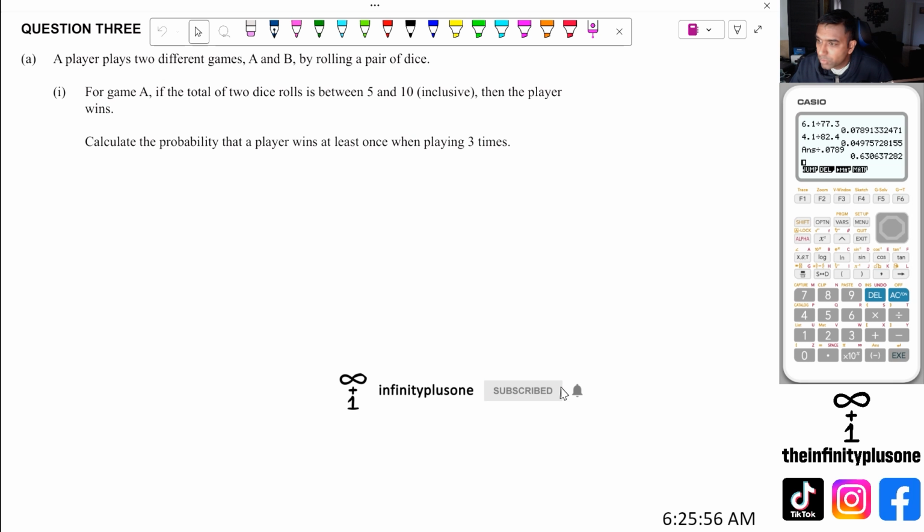All right, so getting through question 3, we've got a player who plays 2 different games, A and B. For game A, if the total of the 2 dice is 5 and 10 inclusive, then the player wins. Calculate the probability of winning at least 3 times. Well, okay. So winning on 1 occasion, that's actually probability of 5.